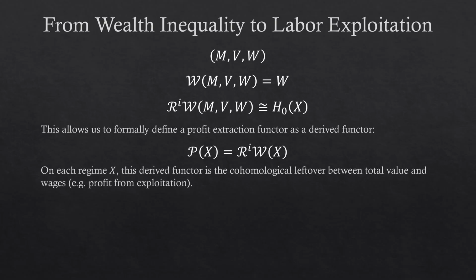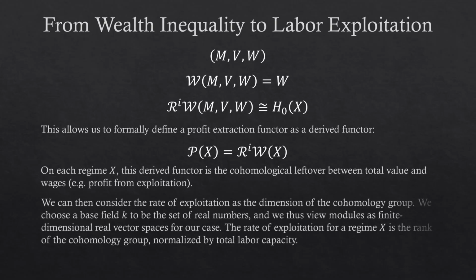On each regime X, this derived functor is the cohomological leftover between total value and wages, e.g., profit from exploitation. We can then consider the rate of exploitation as the dimension of the cohomology group. We choose a base field K to be the set of real numbers, and we thus view modules as finite dimensional real vector spaces for our case. The rate of exploitation for a regime X is the rank of the cohomology group normalized by total labor capacity.